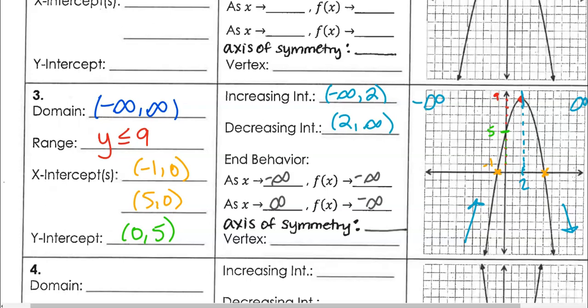Okay. Axis of symmetry. What was that line that we used to cut it in half? 2. Is it an x or a y? It's an x. X equals 2. Good. That's the line cut in half, which we know is the first part of my vertex. What's the other part of my vertex? 9. There we go.